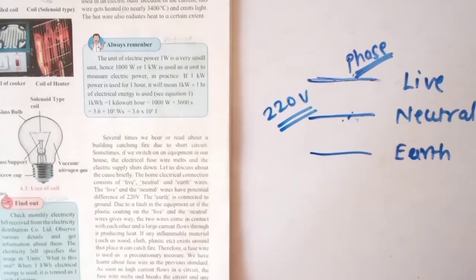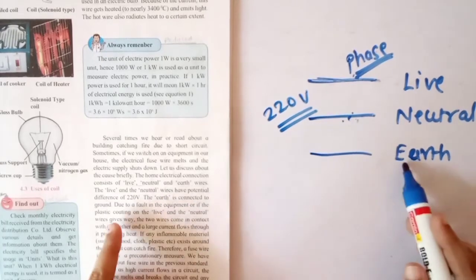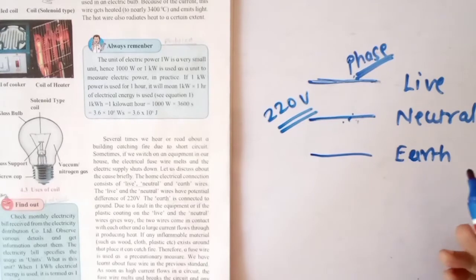The earth is connected to ground. This wire is connected to ground. This is for protection purpose, to prevent from shocks.